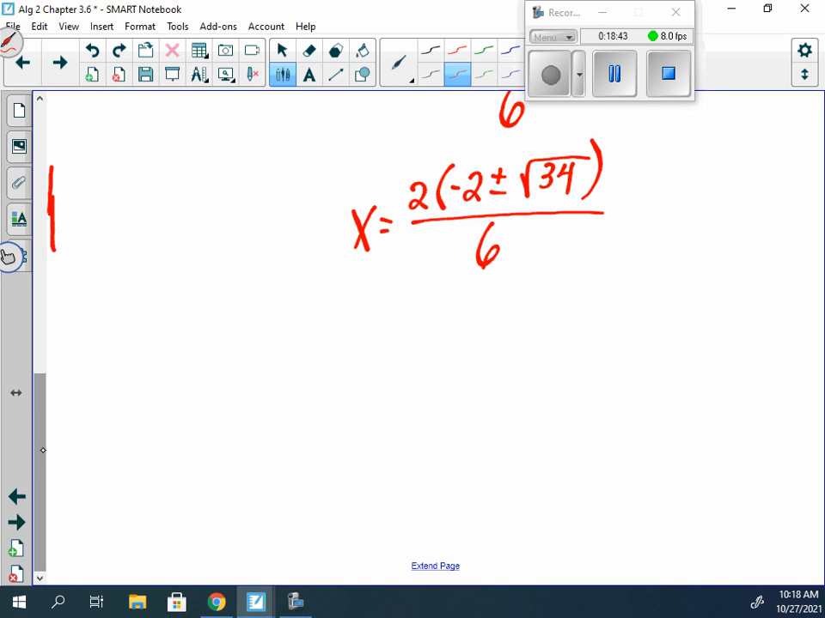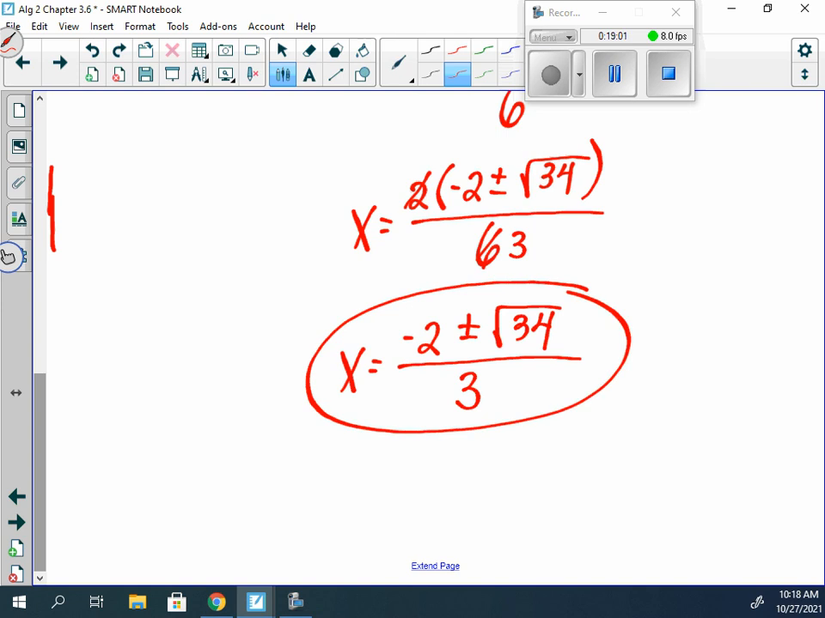What is 2/6 reduced to? So we say the denominator is 3, and on top we have negative 2 plus or minus the square root of 34. And that's it. So that is our final answer there.